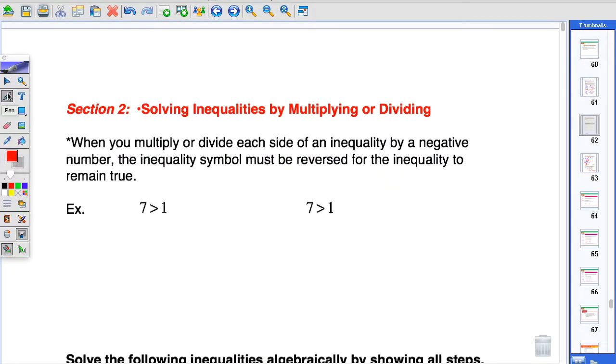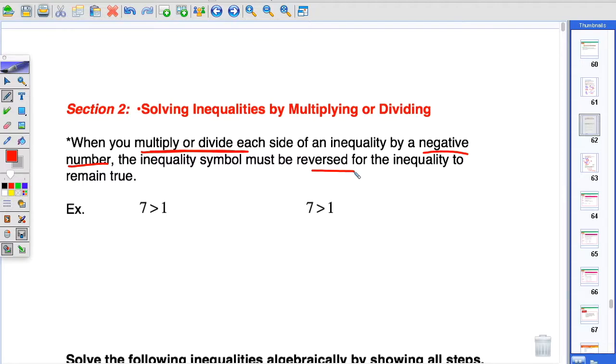Section 2 is solving inequalities by multiplying or dividing. It says when you multiply or divide each side of an inequality by a negative number, the inequality symbol must be reversed for the inequality to remain true.